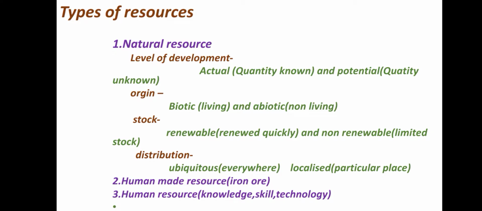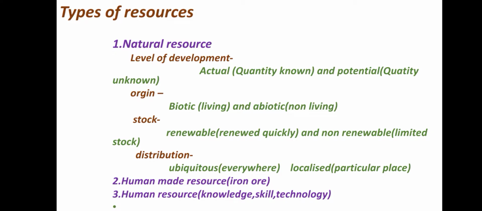Here come the types of resources. There are many types of resources. Already I said natural resource, human-made resource and human resource. Now look around you. What are the natural resources around you? What we are breathing, air. What we are drinking, water. Where we are standing, land. Everything is a natural resource, gift of God. Whatever we are getting naturally without making more changes is called a natural resource.